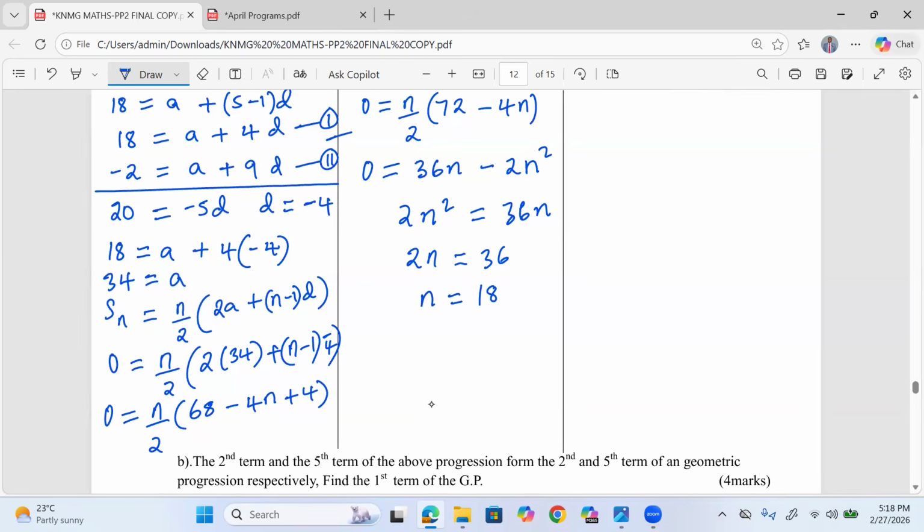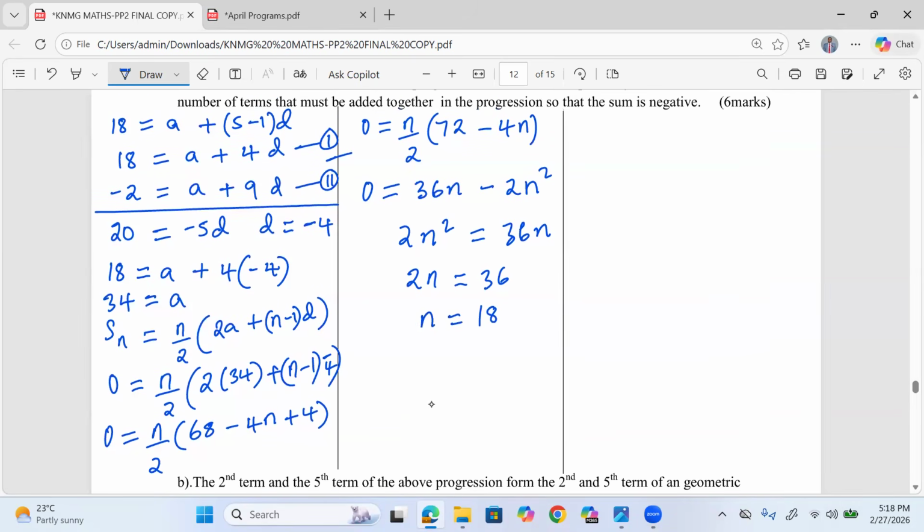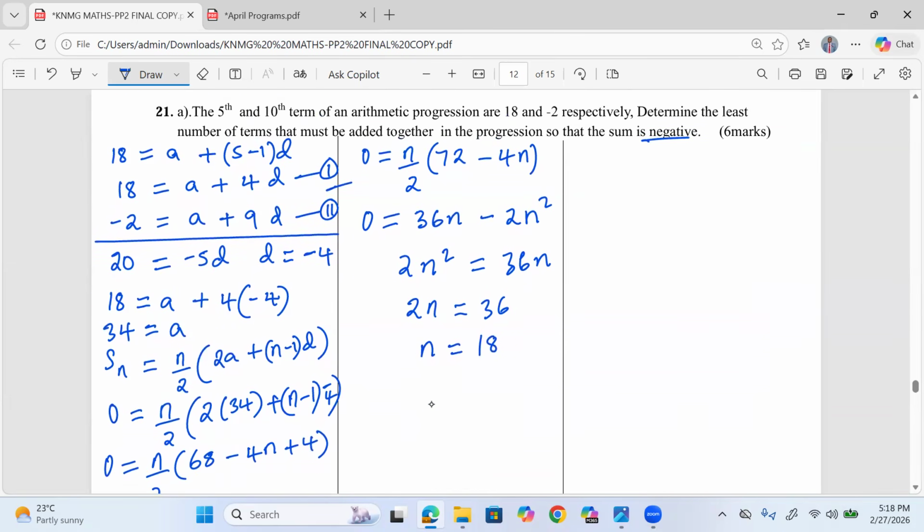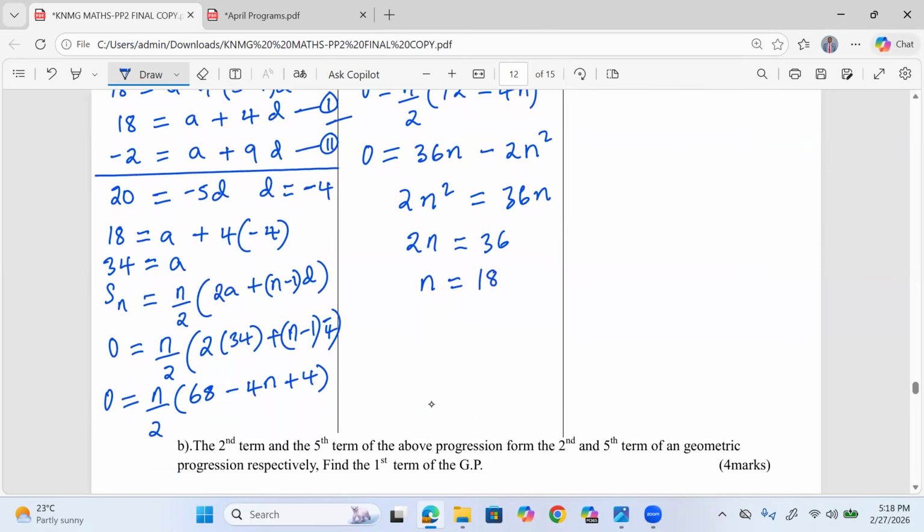Now, after getting a sum of 0, you should know that the next addition will take us to the negatives. The next additions should become negative. And therefore, we need at least 19.